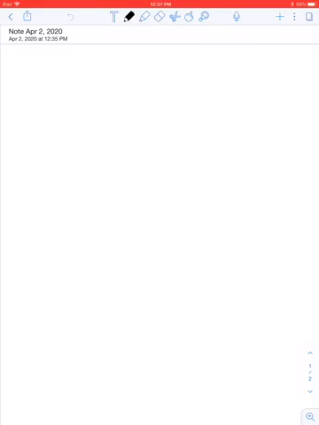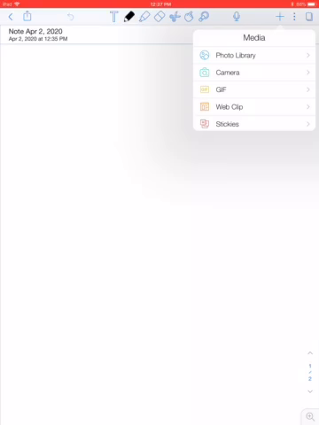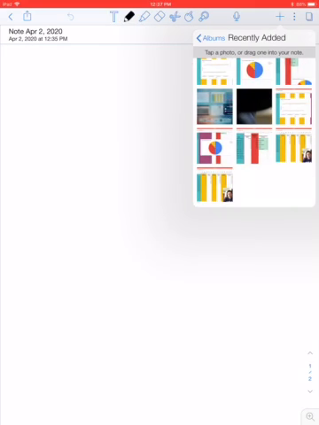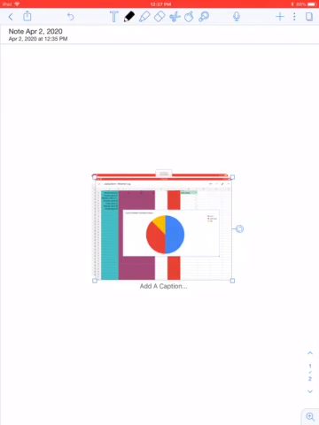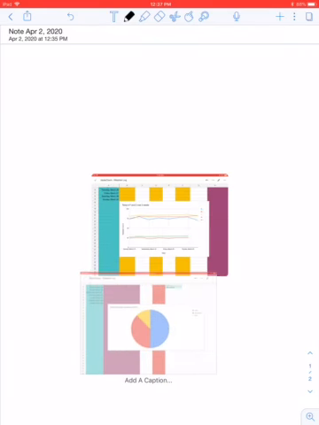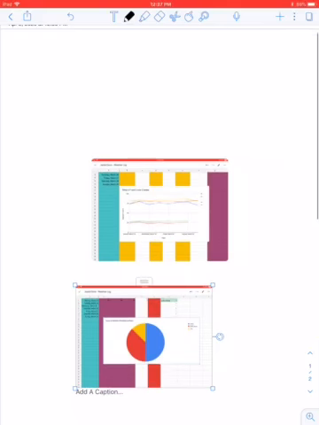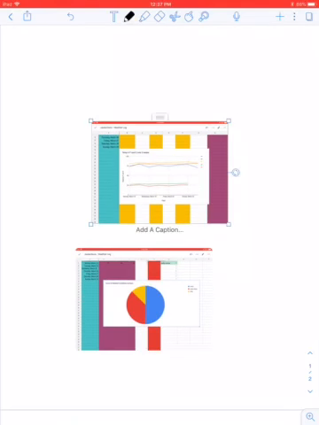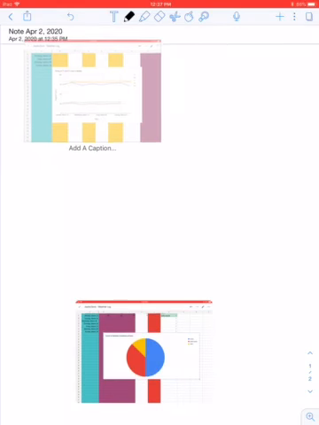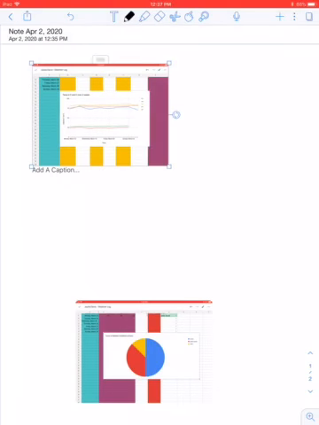I'm just going to click this plus sign that's in the upper right hand corner. I'm going to go to Photo Library and I'm going to select my graphs. There's one and there's the other. I'm going to insert them. Alright, now obviously I don't want them on top of each other, so I'm going to move them apart. If I can get that one, there we go. I'm going to move this one up here, and this one I'm going to move farther down here.